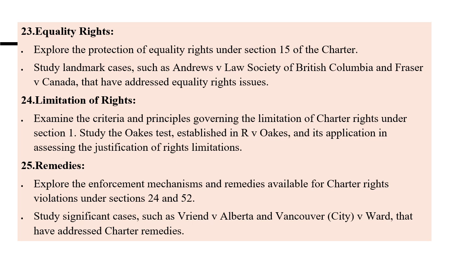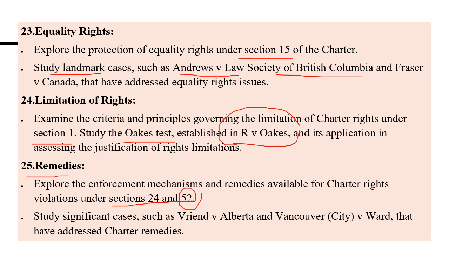For equality rights, we have to go to section 15 and look into Andrews versus Law Society of British Columbia and Fraser versus Canada, two important landmark cases. Then for limitation of rights, as I told you in the beginning, we have to go to section 1 and the Oakes test, for which we have R versus Oakes, an important landmark decision. Last is remedies. For this we will be exploring two sections, section 24 and 52. Section 52 we already know talks about supremacy. Then for cases we have Vrain versus Alberta and Vancouver City versus Ward.